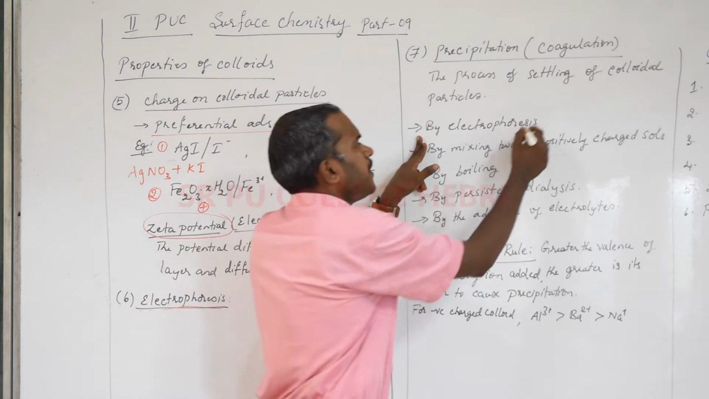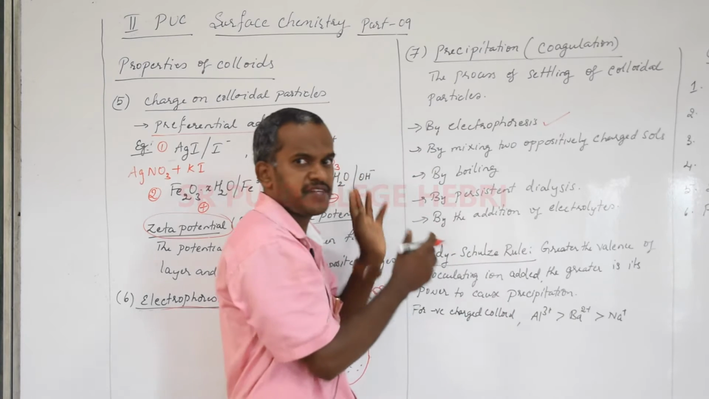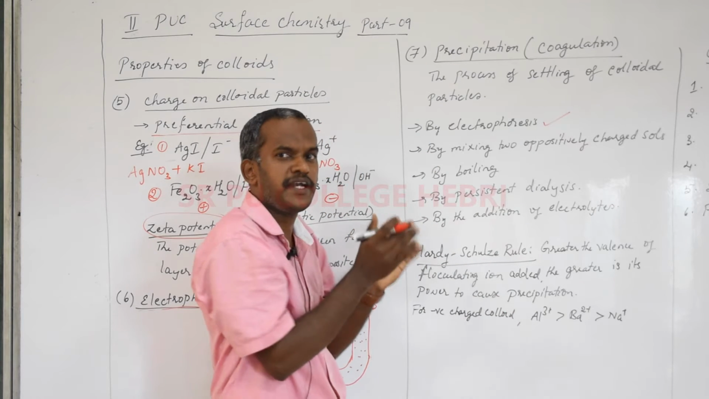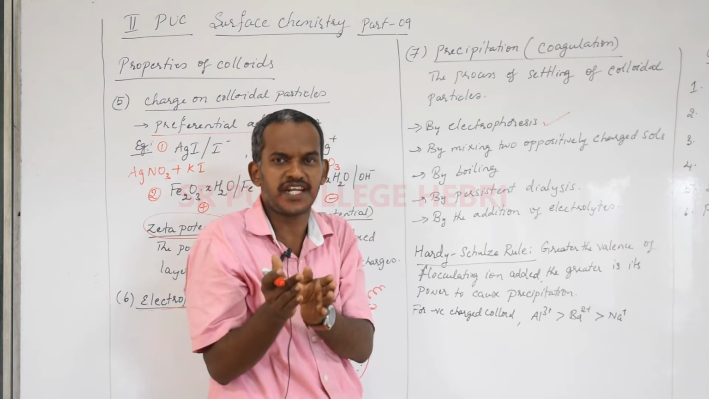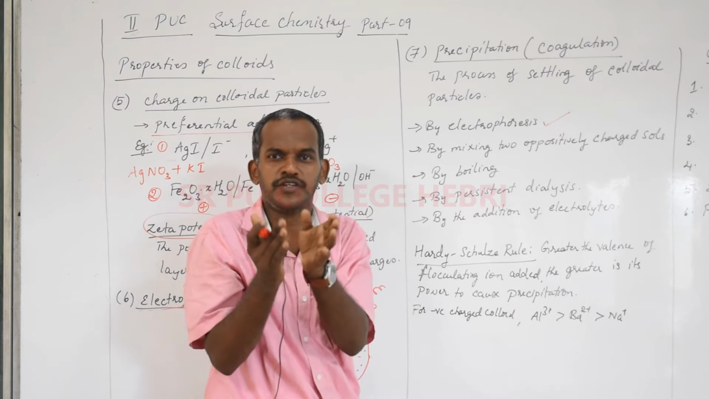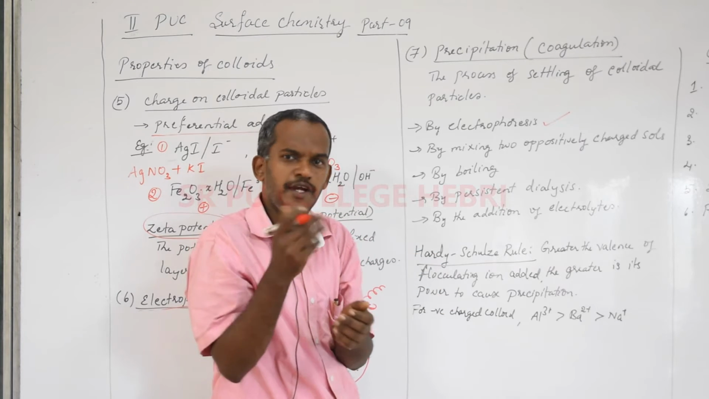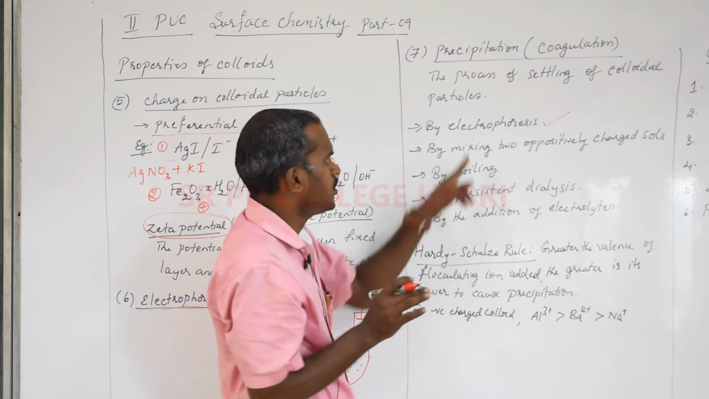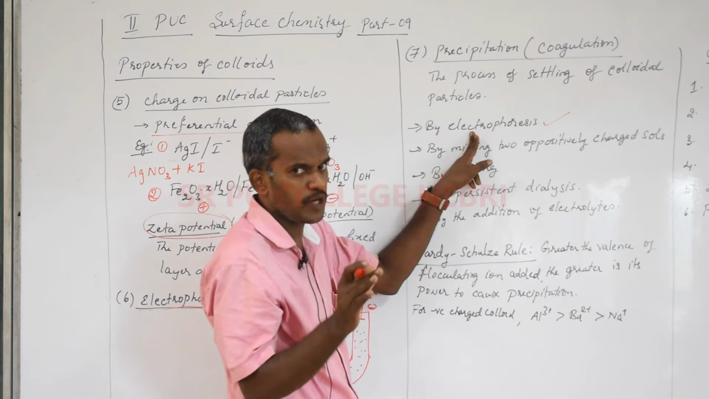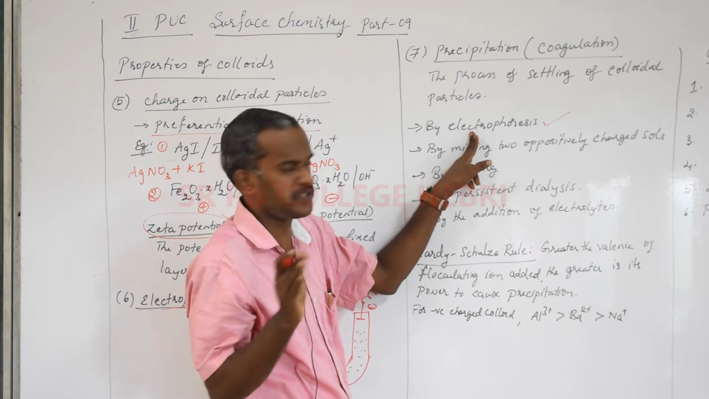The first one is by electrophoresis. Just now I told you about electrophoresis. The particles will migrate towards the oppositely charged electrode. When the particles accumulate on the surface of an electrode, they aggregate and become a larger particle, and no doubt that is converted into a precipitate there. So by electrophoresis we can convert a colloid or a sol into a precipitate.